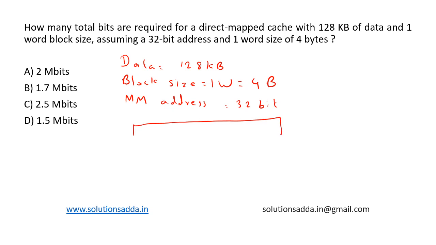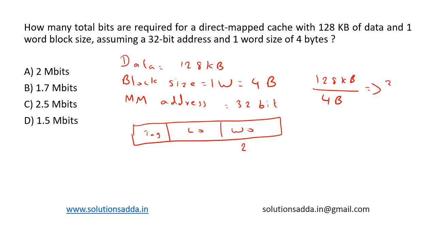So using this, let's calculate the tag bits. So here we have a 32-bit address. So tag offset, the line offset, and the word offset. So word offset is 4 bytes, so 2 bits are sufficient. Also, we have number of lines that can be calculated as 128 KB, which is the total cache size, divided by 4 bytes. This gives the total number of lines, which is equal to 32K, which is equal to 2 to the power 15. So the line offset is 15 bits. So tag will be 32 minus 15 minus 2, which is again equal to 15. So this is the tag bit.